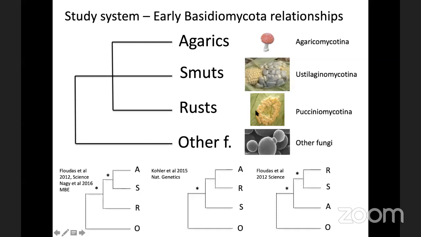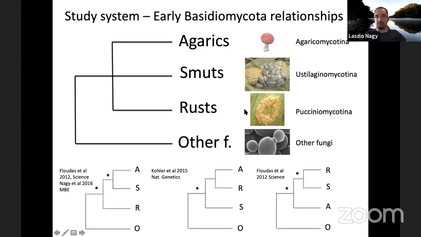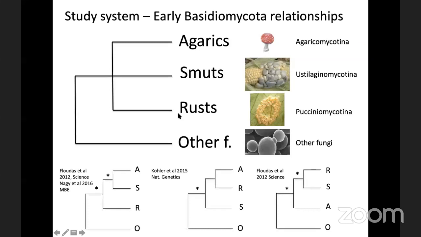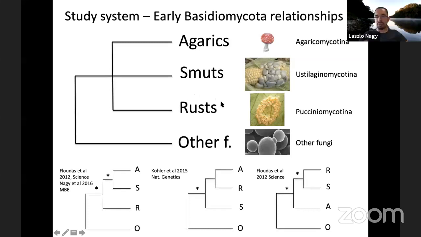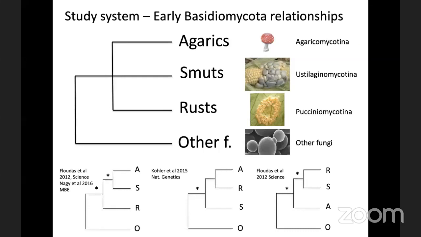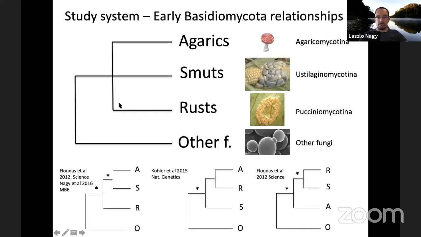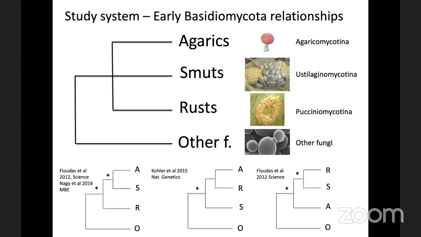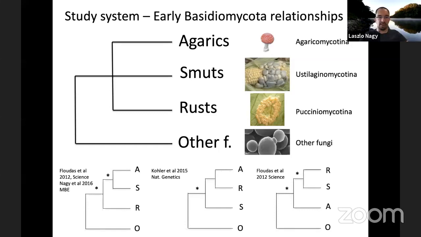And the third subphylum is the Pucciniomycotina, which also contains predominantly plant parasites and a number of saprobes. I'm just gonna call them rusts for simplicity in this talk. So this has been a node that has seen all possible versions of resolution in various trees that have been published throughout the years. At the bottom of the slide, I show some of the genome scale phylogenies that have supported all three possible conformations of the tree around this node.